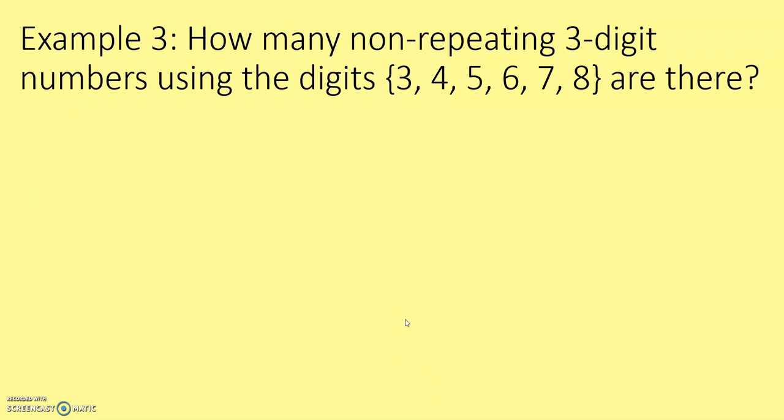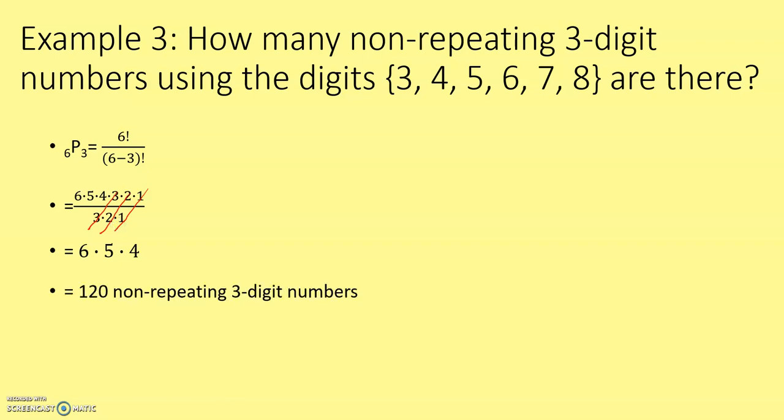Example 3. How many non-repeating 3-digit numbers can be made using the digits 3, 4, 5, 6, 7, 8? 6 things taken 3 at a time. Order matters, it's a permutation. 6 factorial divided by 6 minus 3 factorial. Writing out the multiplication, again, 3 divided by 3, 2 divided by 2, 1 divided by 1. We're left with 6 times 5 times 4. There are 120 non-repeating 3-digit numbers made from the digits 3, 4, 5, 6, 7, and 8.